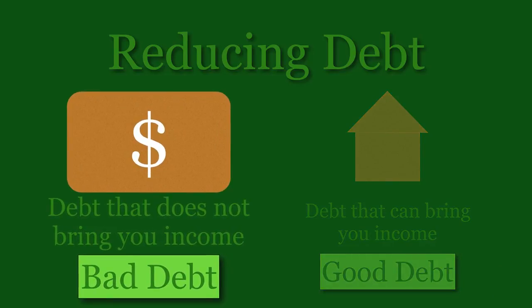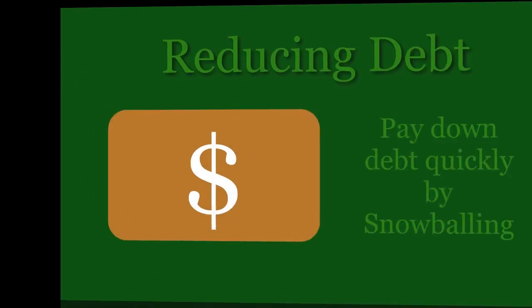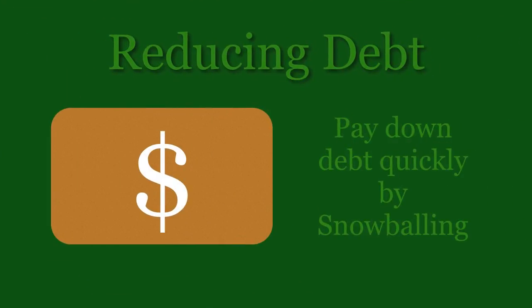But what we're going to look at right now is reducing the bad debt situations, that debt that's not bringing you any income. So we want to basically pay down our debt as quickly as possible. The best way I know how to do that is by snowballing. And this is the number one way to reduce your debt. I know a lot of people don't know what snowballing is, so let me run you through it really quickly.